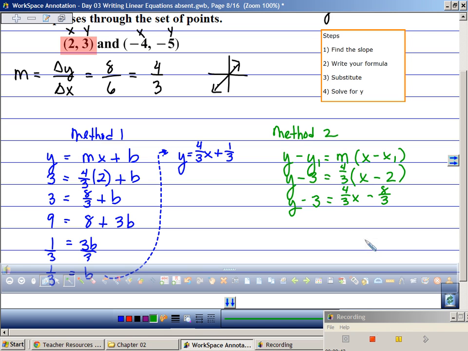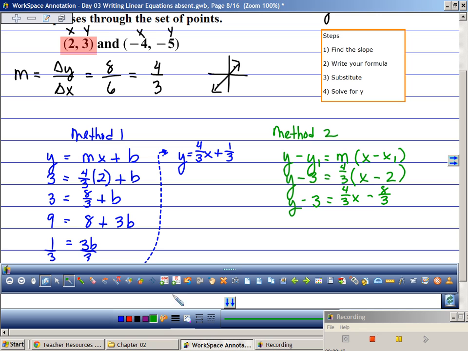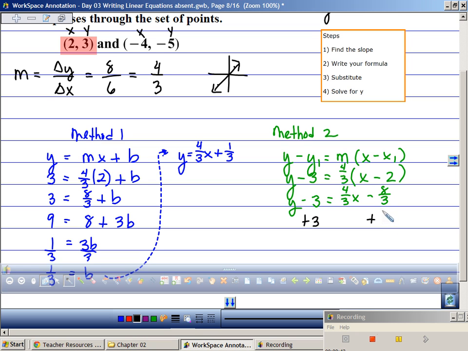Now what do I have to do? Add 3 to both sides. When I add 3 to both sides, I don't want to add 3 on this side. I want to add, if I put 3 into thirds, what would it be? 9/3.